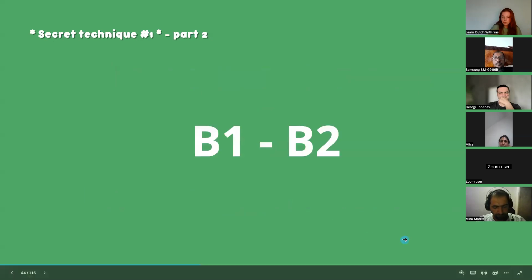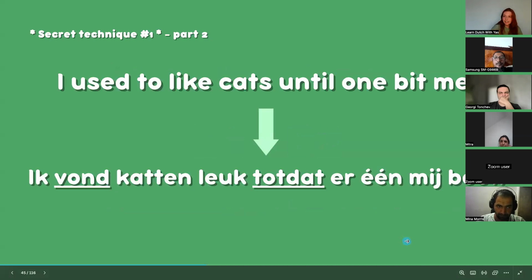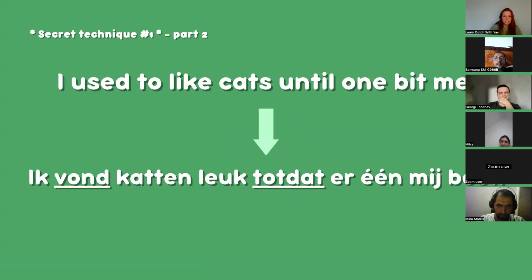And for the B1, B2 students, this will make sentence structures so much easier, because if you want to say sentences such as I used to like cats until one bit me, you're gonna be able to create these sentences with ik vond katten leuk. That was your basic sentence that you learned to create. You have a word that you're gonna use to put these two words together. Totdat een mij beet. And just by adding that, you're going to be able to create a lot more difficult sentences.